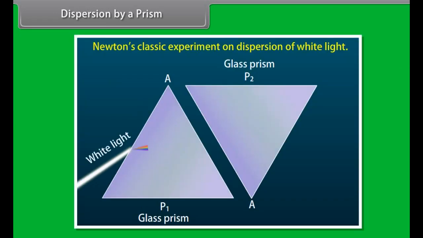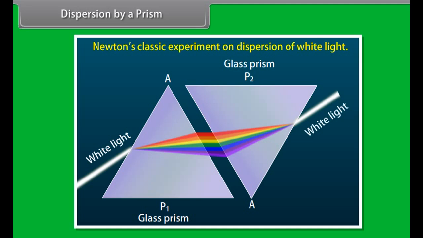Newton's classic experiment on dispersion of white light. The experiment performed by Sir Isaac Newton had another prism, P2, placed in front of prism P1, but inverted in position, so that the emergent beam from prism P1 falls on prism P2, and the emergent beam from prism P2 is white light. Some natural phenomena due to sunlight.